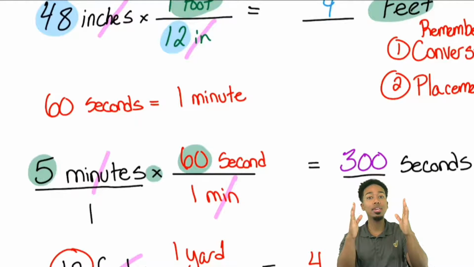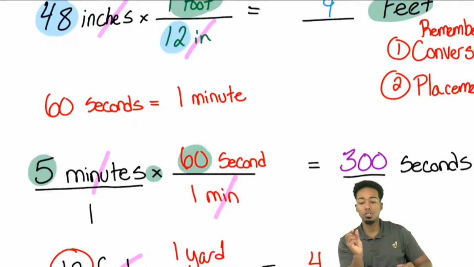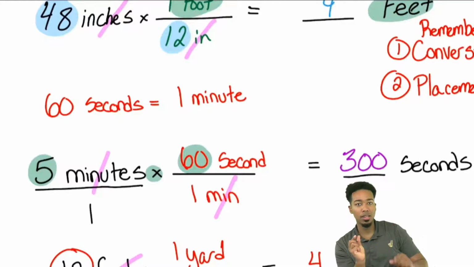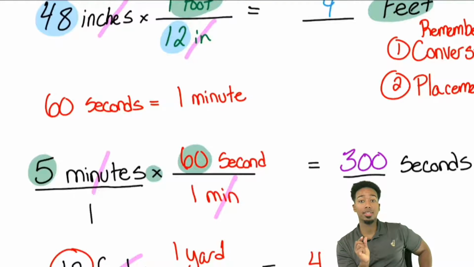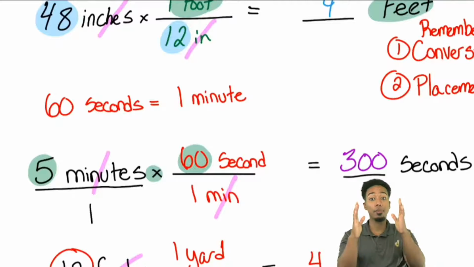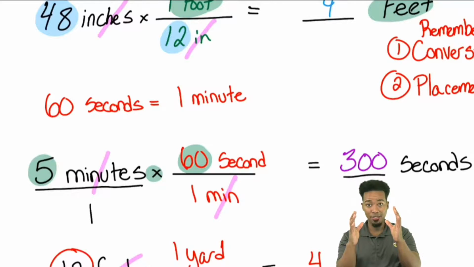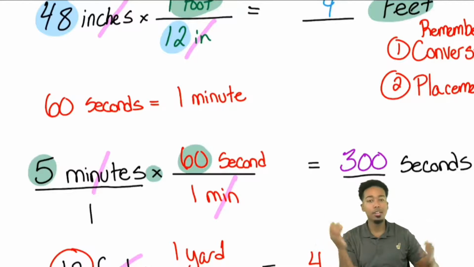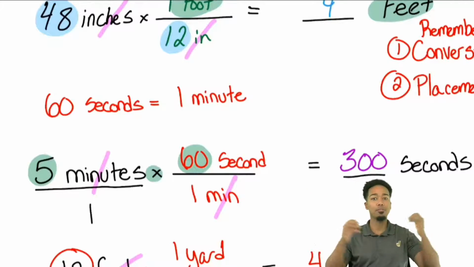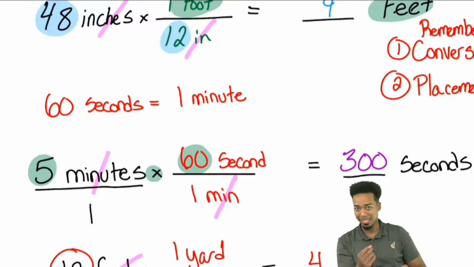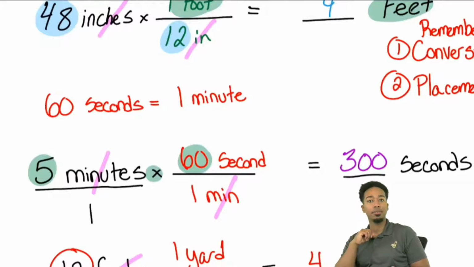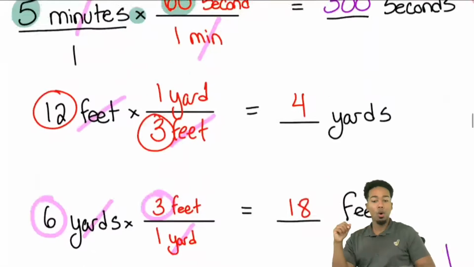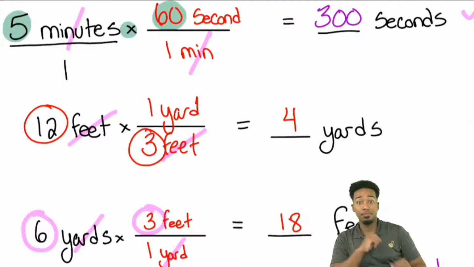So I'm going from a big unit, minutes, to a small unit, seconds. What am I doing? Multiply, exactly. Because I'm breaking up a minute. Every minute that I have, I'm breaking it up into 60 seconds. Every minute breaks up into 60 seconds. So it multiplies. Every minute multiplies into 60 seconds. Boom, multiply.